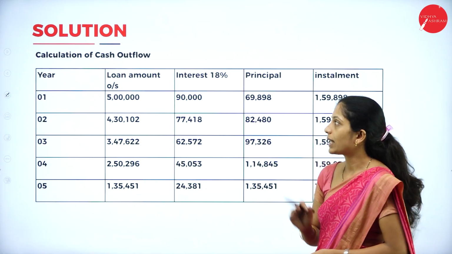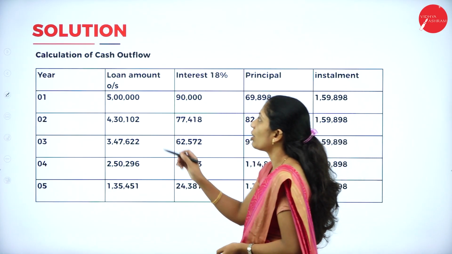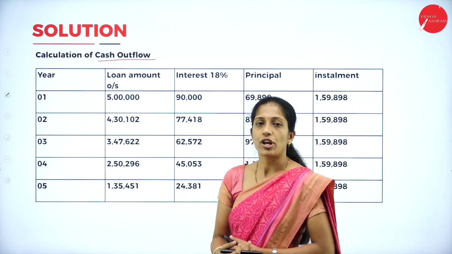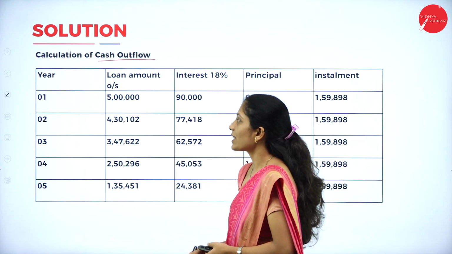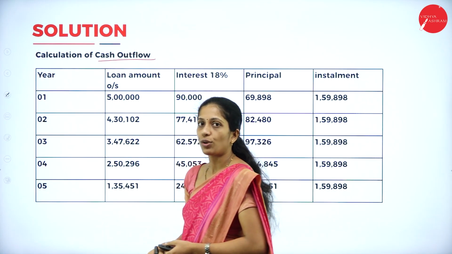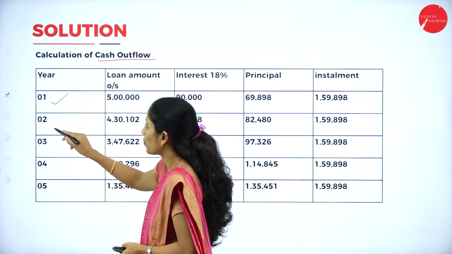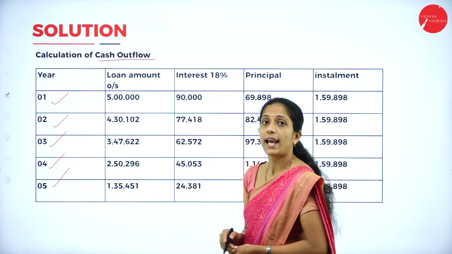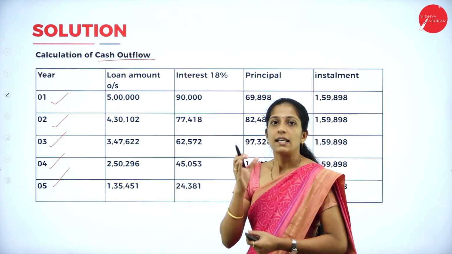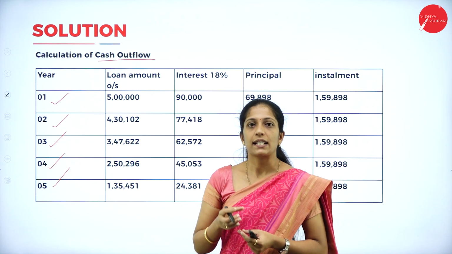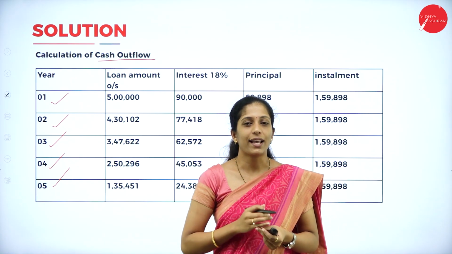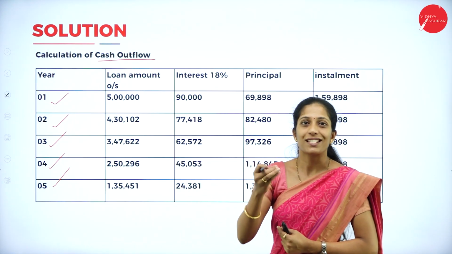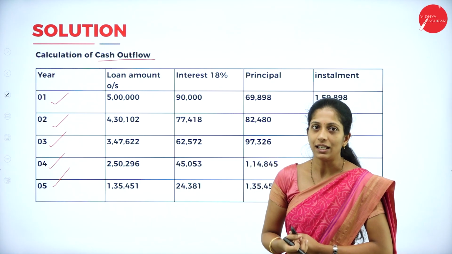Now we shall go through the next table, that is the calculation of cash outflow. We have to calculate the cash outflow under the buying option. Your first column is all about the year. How many years are there? 5 years: 1, 2, 3, 4 and 5. And the next one is the loan amount outstanding. Since they are going to buy an asset by loan, we have to see what the loan amount to be paid is, because they are going to borrow the amount and buy the asset.